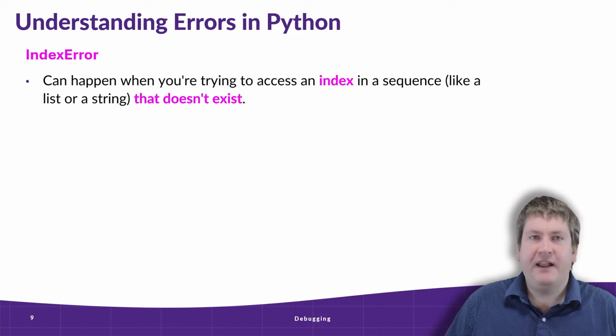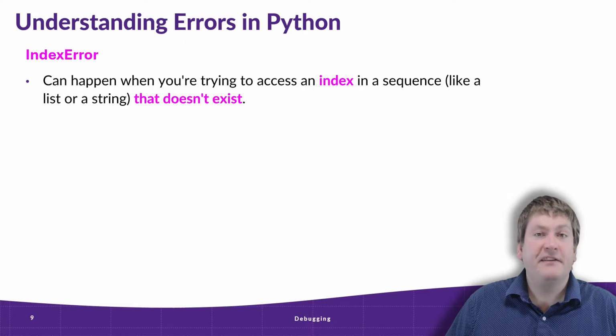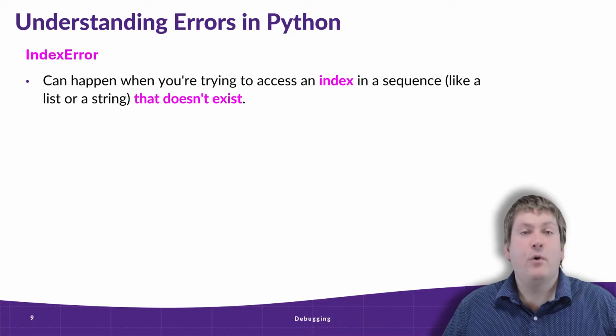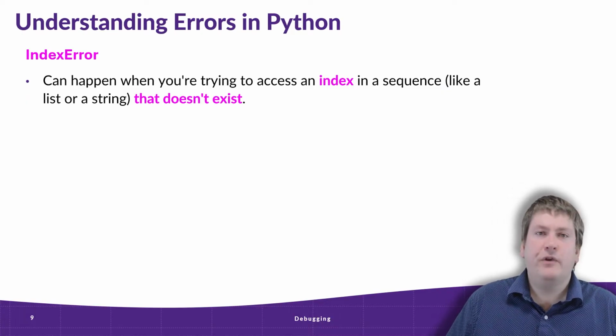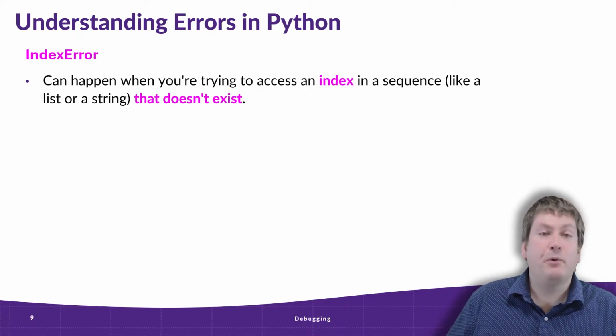Next up is IndexError. And this error can happen when you're trying to access an index that doesn't exist in a sequence, being a collection that is ordered in some way. So like a string that has ordered characters, a list that has some sort of order of elements, or a tuple. The issue is we try to give it an index to access a specific member of that sequence, but that index doesn't exist. Maybe we're out of the bounds.